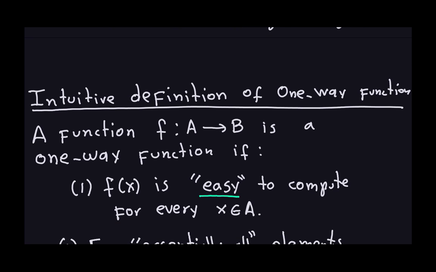f of x is easy to compute for every element x in A. And this term easy, of course, is in the intuitive sense, computationally easy. That's what I mean, computationally easy. So if they give me an input here, I can easily compute the output. It's computationally easy to do.